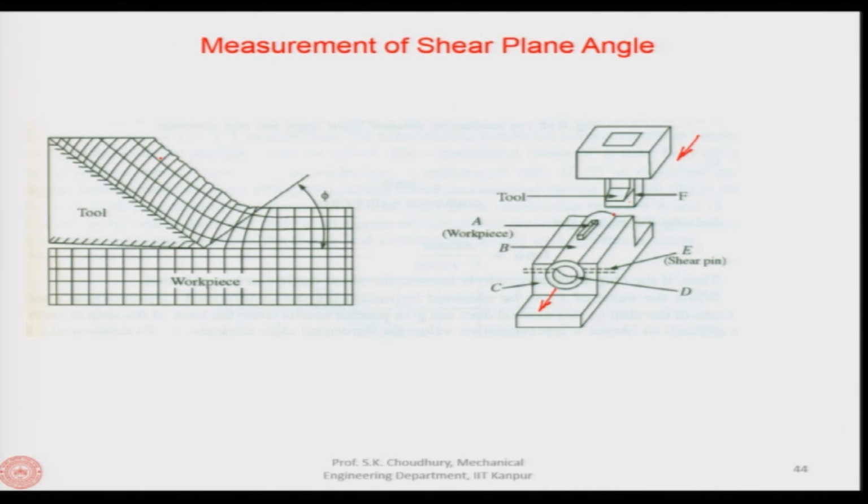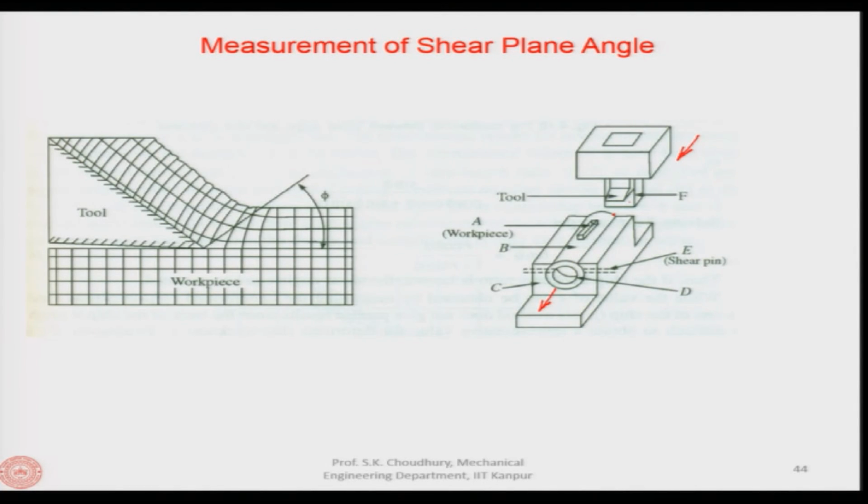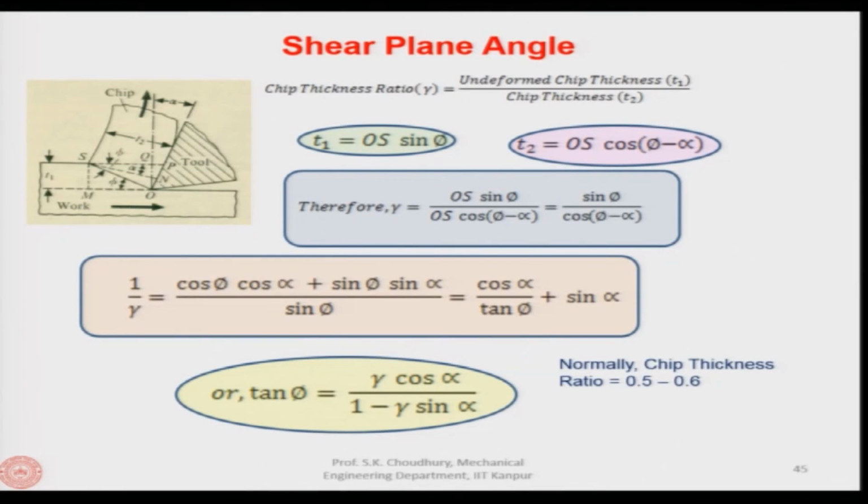Now, if the workpiece is graduated like this, we can find out how these graduations have been deformed, and then we can clearly see a line through which the deformation has gone. If we join these points, we can measure under the microscope the value of phi, which is the shear plane angle. Of course, this is not a very accurate measurement, there can be errors, and therefore normally the shear plane angle is determined analytically, and that is also a very easy process.